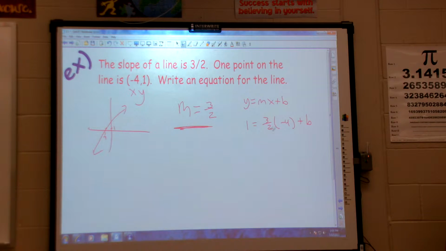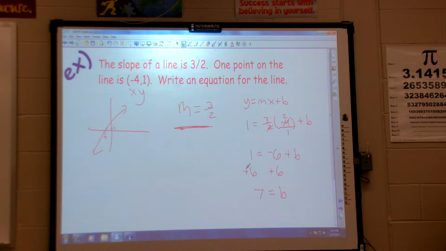So remember, when you clean this up, you better multiply first, right? And that's easy to multiply. We can just reduce. So what will I get over there? -6. Now I can add 6 to both sides and get 7 is b.